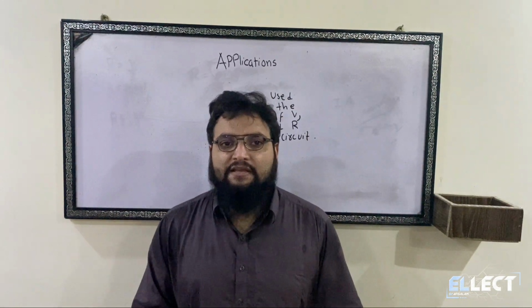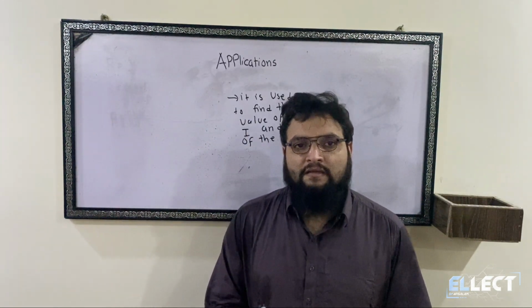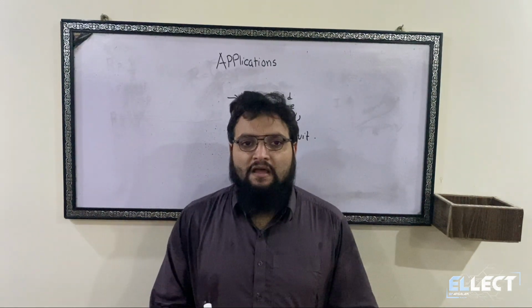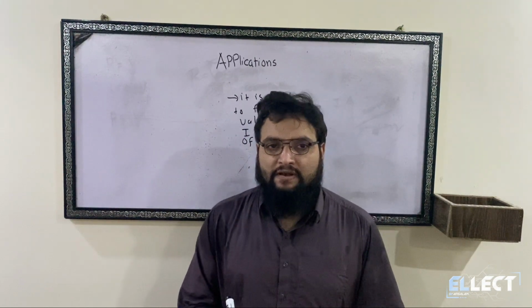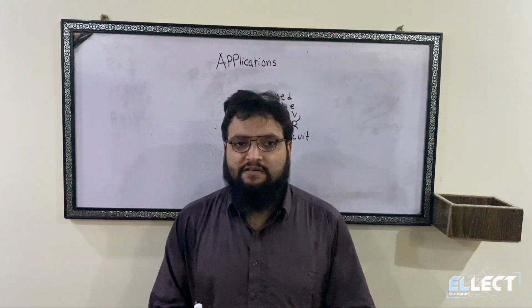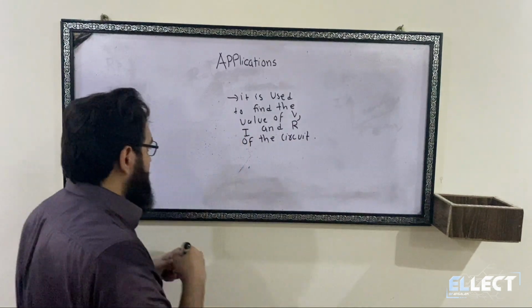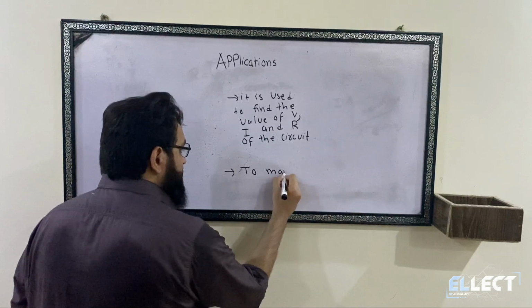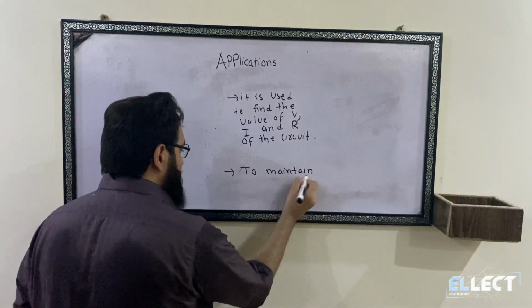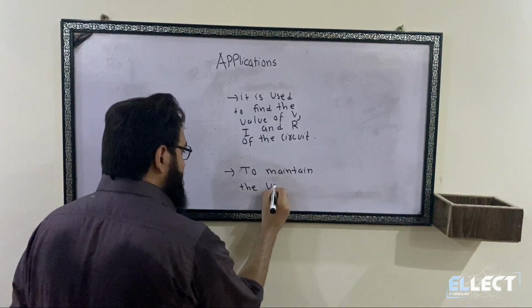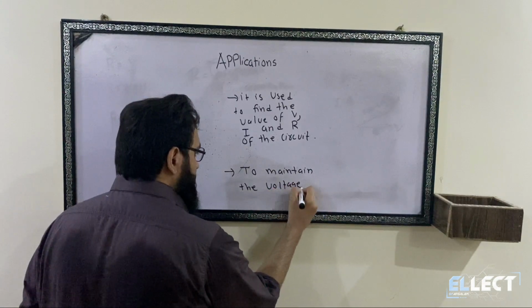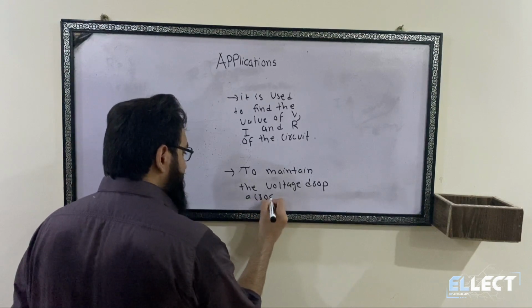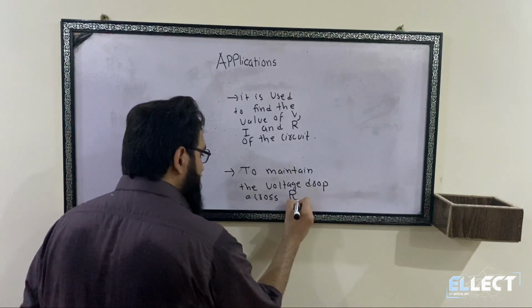The second application of Ohm's law is that it is used to maintain the voltage drop across the electronic component, that may be a resistor, to maintain the voltage drop across electronic component R.